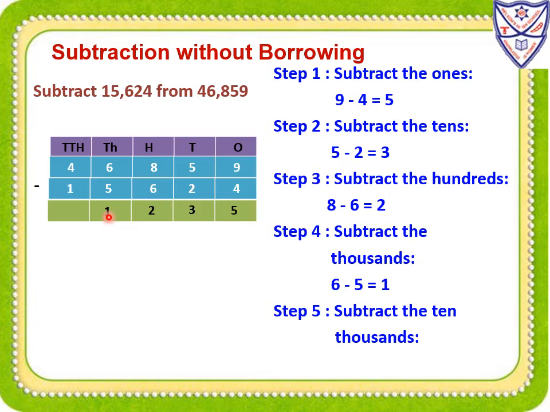Now step number 5, subtract the 10,000s place. In the 10,000s place which digits are there? 4 and 1. So 4 minus 1 we will get 3. So our answer is 31,235.